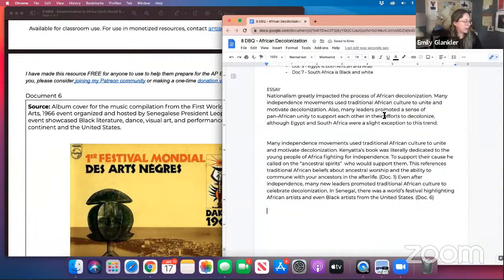So let's say I have a thesis statement. I have my first argument where I'm using 2 documents. Then we're going to do the same thing for the next argument, but I'm going to pause. Let's just pretend this is our essay for now. First, let's talk about context versus outside evidence, because this trips people up sometimes.